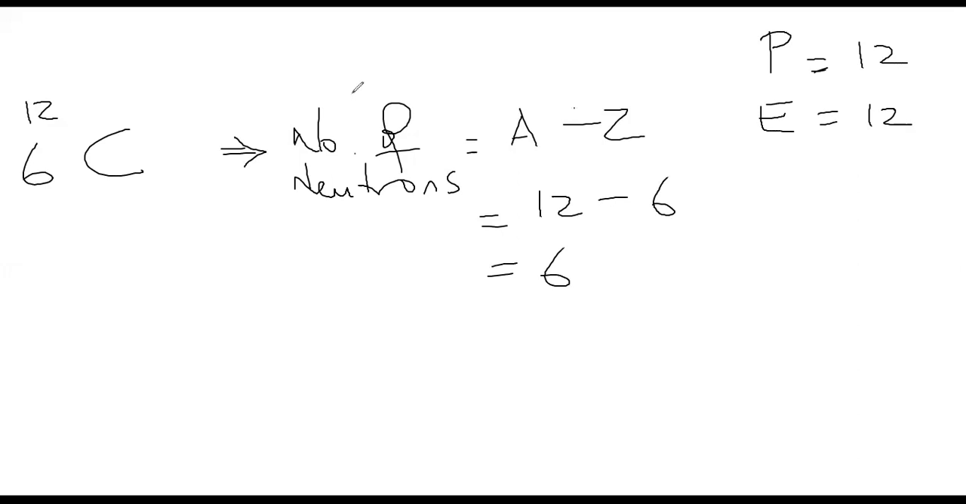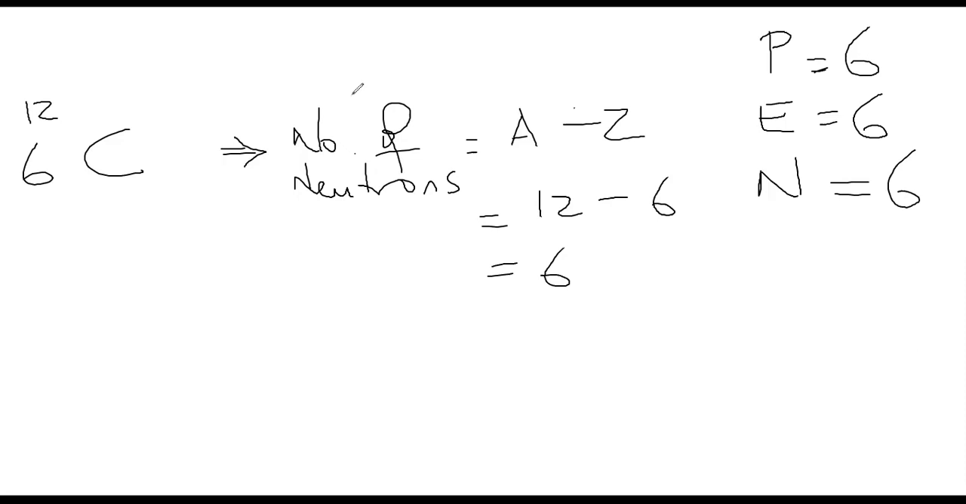No, sorry, I made a mistake. Your protons is 6 because that's the bottom number. Your electrons is 6. And your neutrons, how much did we calculate that to be? 6 as well. Good. So far, that's what we know.